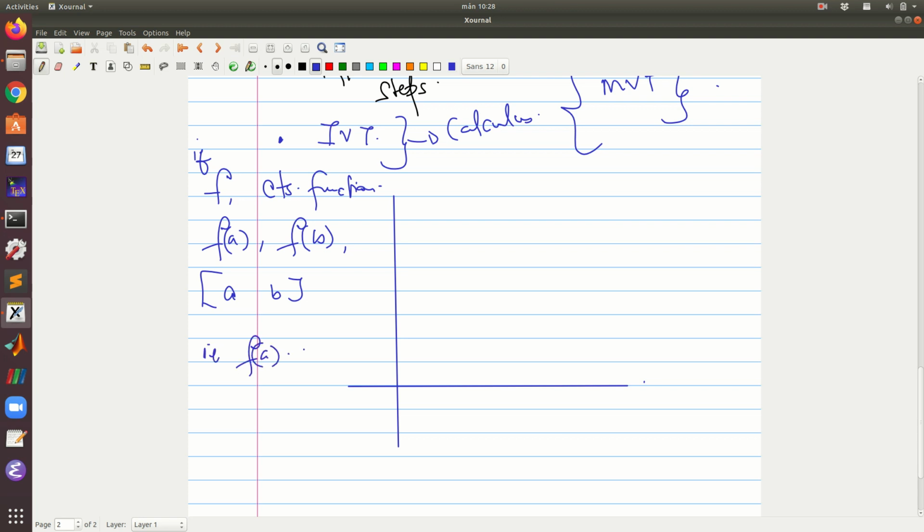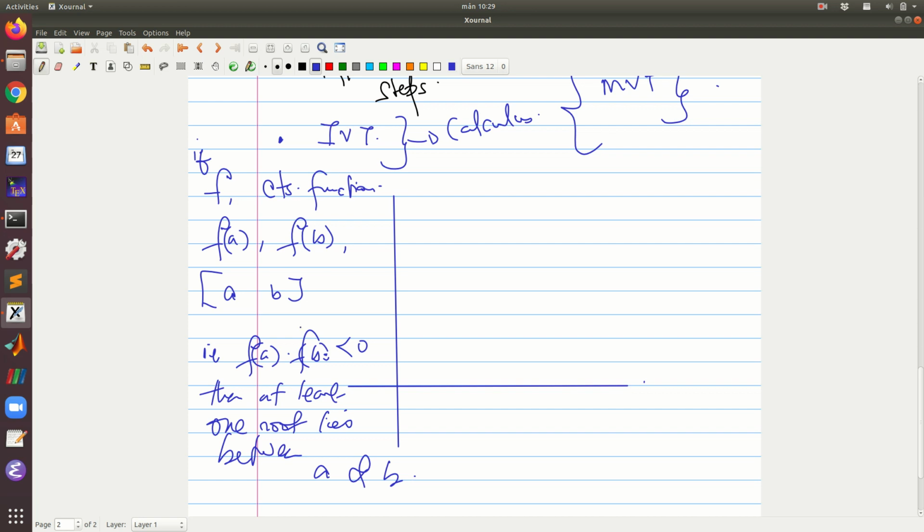i.e. f(a) times f(b) is less than 0. The product of f(a) and f(b) is less than 0. That means they are of different signs. Then at least one root lies between a and b.